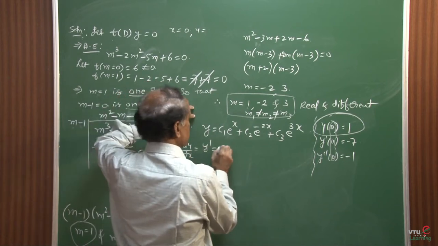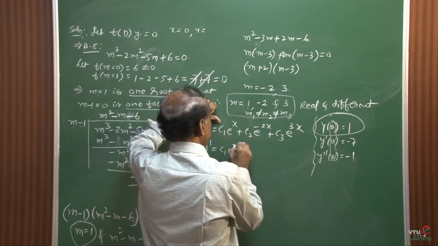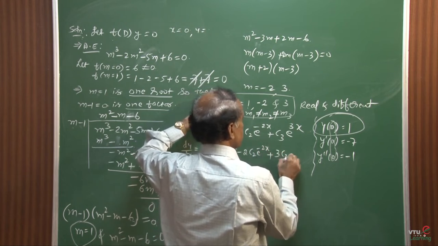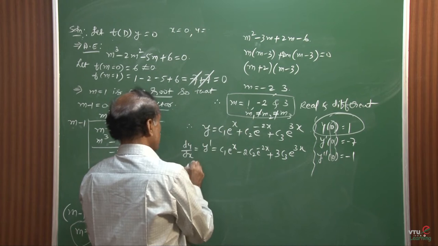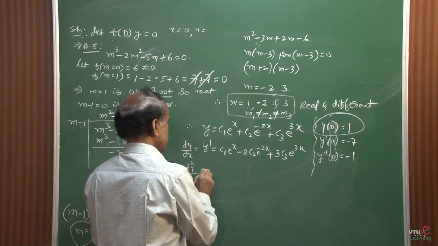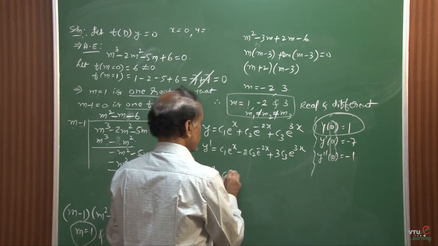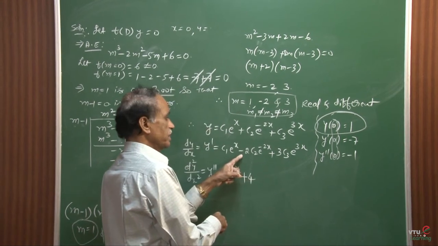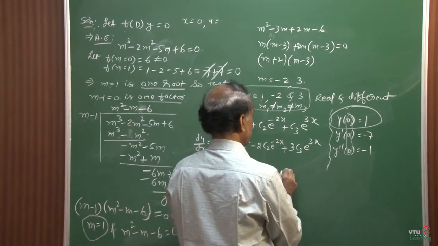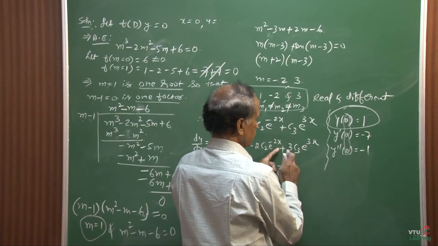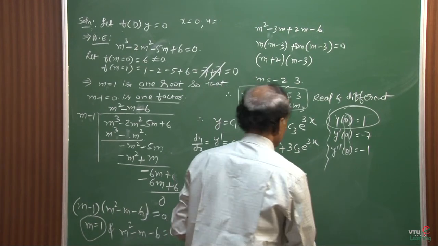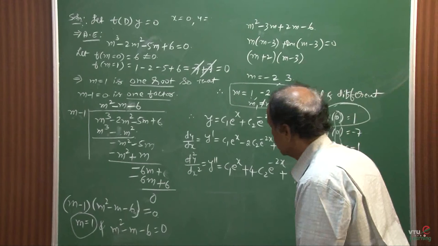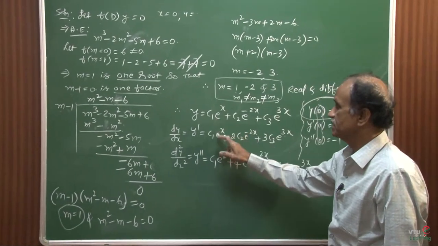For this, you have to take the differentiation. Let us verify. That remains the same, and minus 2 times c2 e to the power minus 2x plus 3 times c3 e to the power 3x. And d square y by dx square, that is y double dash, is equal to c1 e to the power x plus 4 (minus 2 into minus 2, that is plus 4) c2 e to the power minus 2x, and 3 into 3, one more 3 you are going to write, that is 9 c3 e to the power 3x. Okay. Then c1 plus c2 plus c3 appears in 3 different steps.